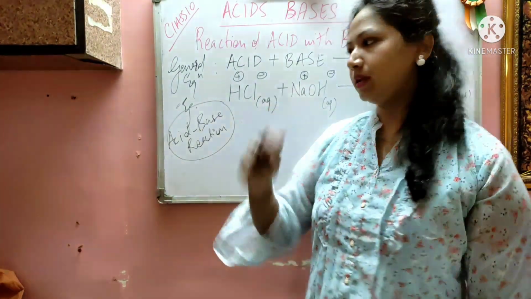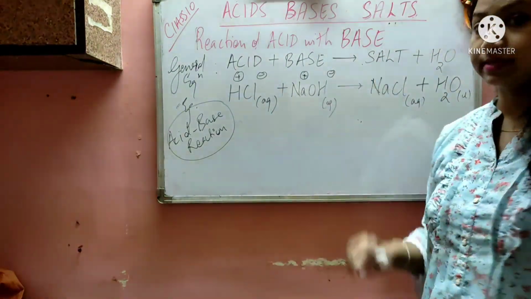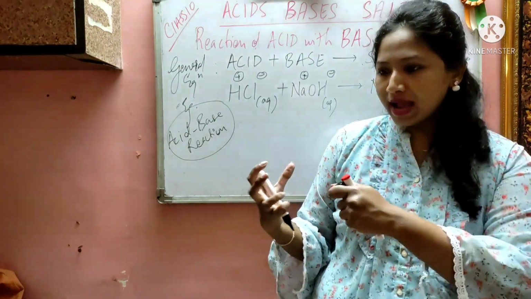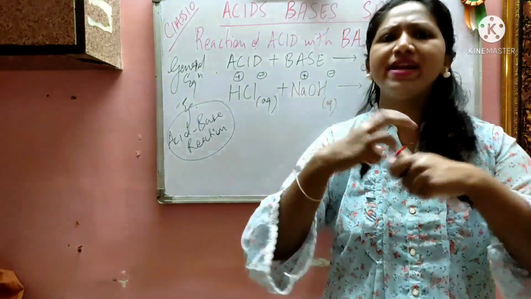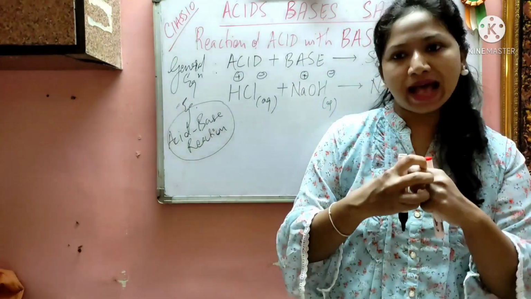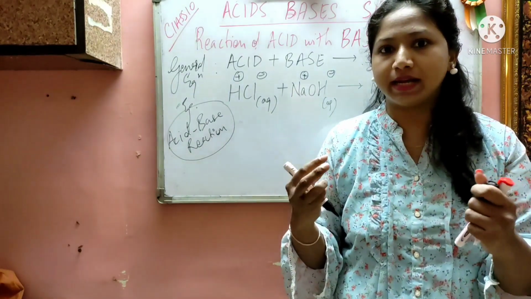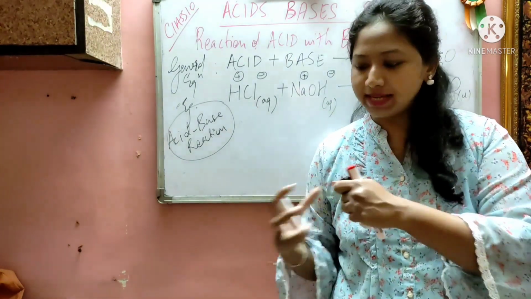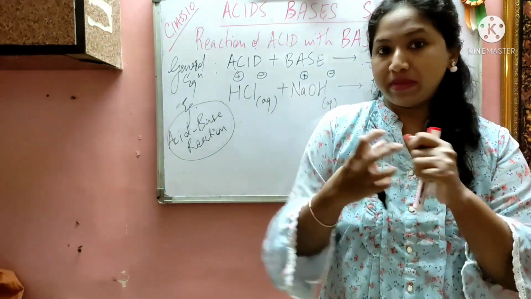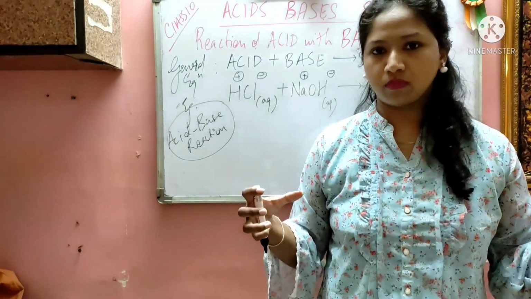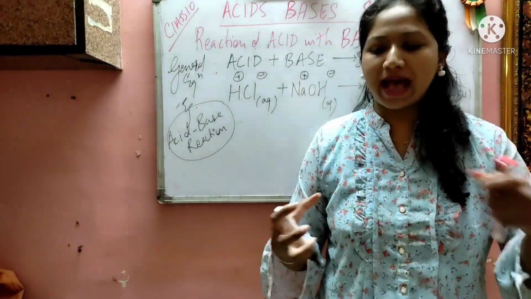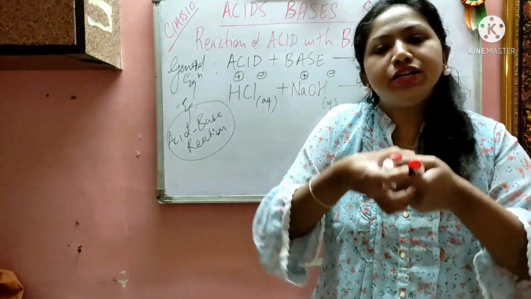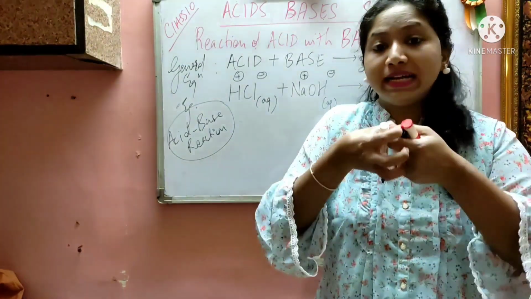Why so? Let's see. Acid, base. These are strong acid and strong base. Generally, when acid reacts with base, the acidic property of the acid and the basic property of the base mix with each other and it neutralizes. It becomes neutral. The acid and base react with each other and get neutralized.